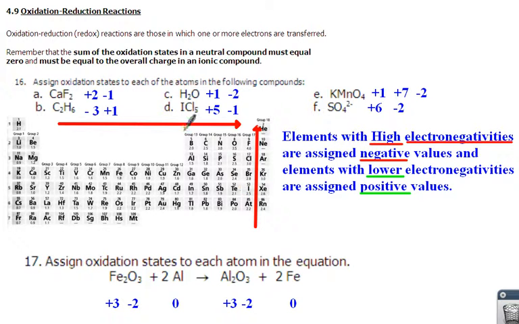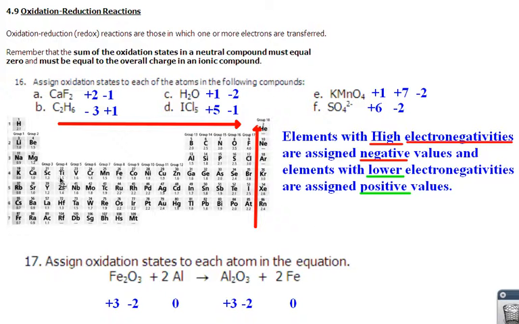In section 4.9, we're going to be looking at the oxidation numbers of elements. This is very similar to in regular chemistry when we determine the charge of an element, but we have to take into account the electronegativity of the element to determine who will have the negative charge in the relationship.